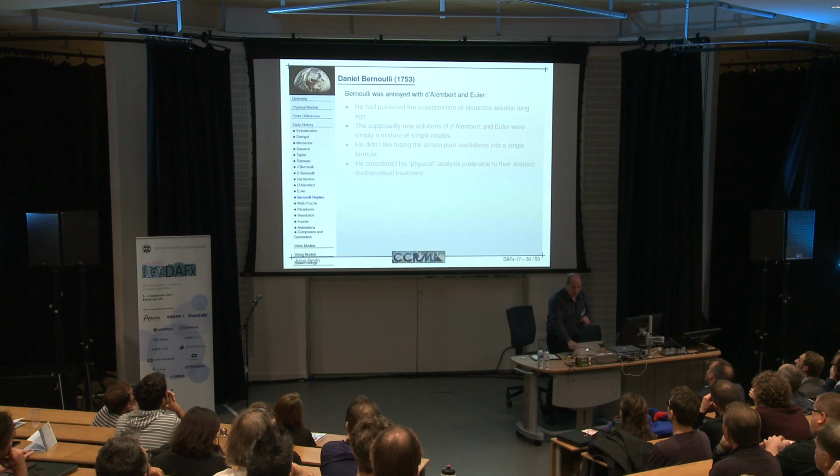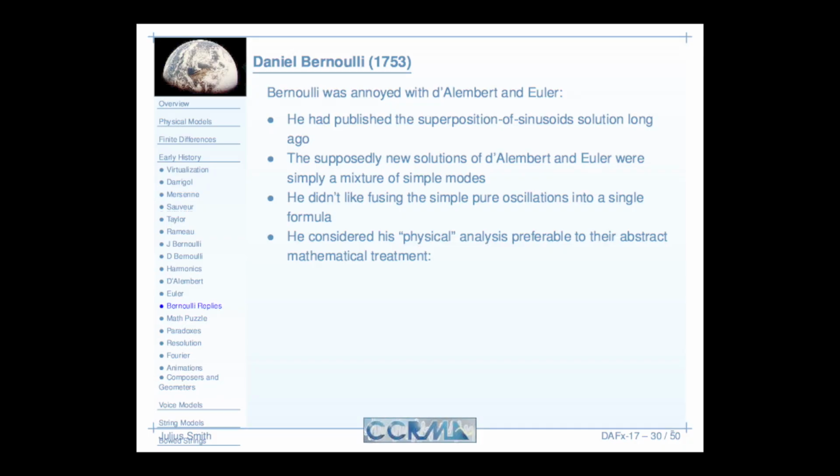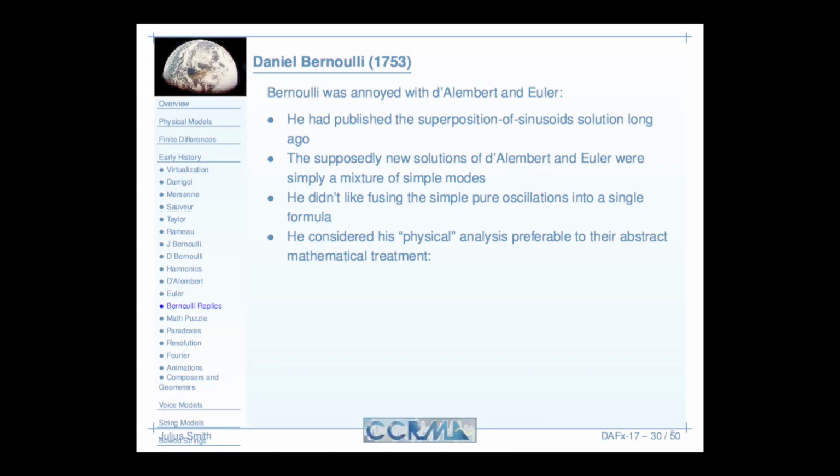Then Bernoulli writes back, annoyed with D'Alembert and Euler, that he had published the superposition of sinusoids a long time ago. The supposedly new solutions of D'Alembert and Euler were simply a mixture of simple modes. Just look at that. You're burying this simple superposition of sonorous bodies in all this math. He didn't like using simple pure oscillations fused into a single formula, and he considered his physical analysis preferable.